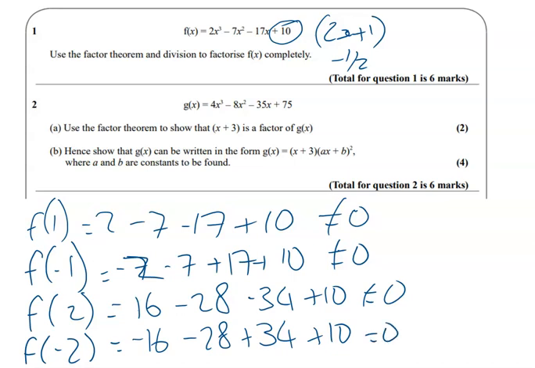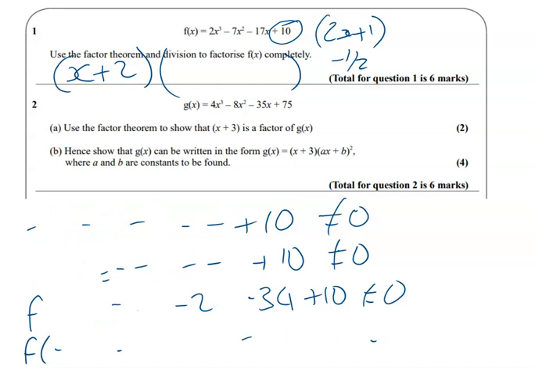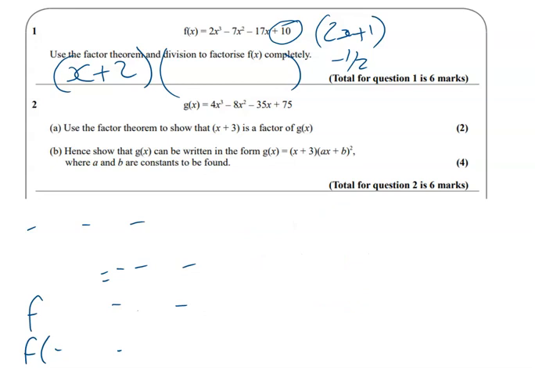So what we now know is that this is going to be bracket x plus 2, because it's the opposite sign, and then some quadratic. Now it says to use division. If it says to use division, we really should use division, because if you don't do the method they want, then they are not going to give you the full marks for it. You might get a method mark or 2 if it's worth lots of marks, but you're not going to get full marks if you don't do what you're told to do. So we should divide this.